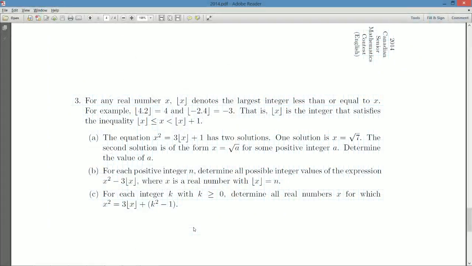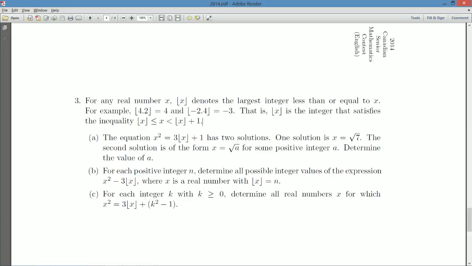And we could double check this by saying, okay, well, x squared, that's going to be 10. And then the floor function of the square root of 10, well, the square root of 10 is about 3.16, I think. So its floor would be 3. So 10 is equal to 3 times 3 plus 1. It all worked out. Okay, so that's part A.